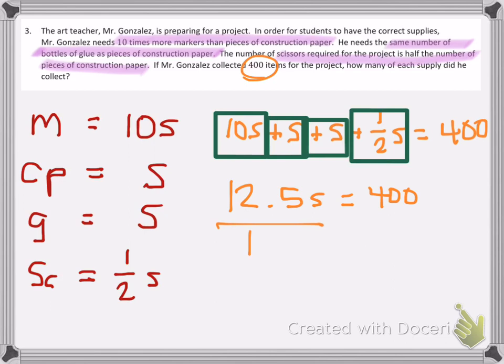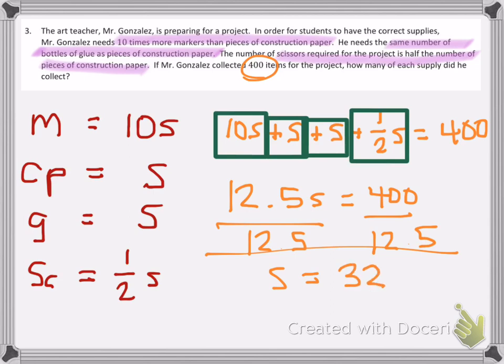And when we isolate S by dividing by 12.5, we get S is equal to 32. So S is 32. That means the number of construction paper is 32. The amount of glue is 32. The amount of scissors is half of 32, which is 16. And the amount of markers is 10 times 32, which is 320. And there is exercise 3.